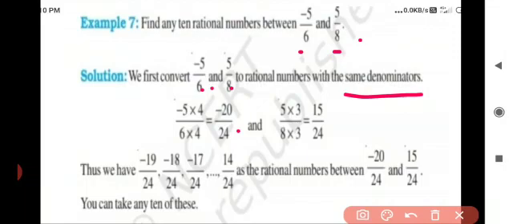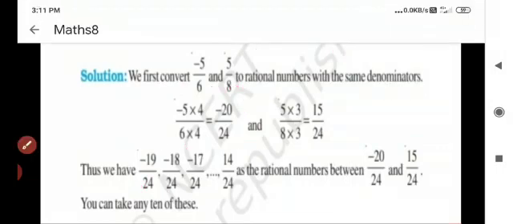So 24 means 6 into 4 is 24, minus 5 into 4 is minus 20. Likewise, 8 threes are 24, so 8 into 3 is 24 and 5 into 3 is 15. So the given fractions are minus 20 divided by 24 and 15 by 24. So you want to write 10 rational numbers. Thus we have minus 19 by 24, minus 18 by 24, minus 17 by 24, and so on, as the rational numbers between minus 20 by 24 and 15 by 24. You can take any 10 of these. It's an easy one.